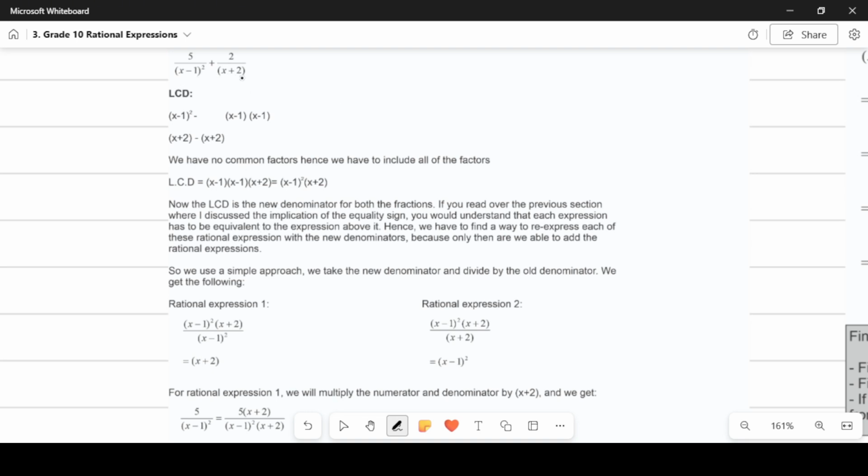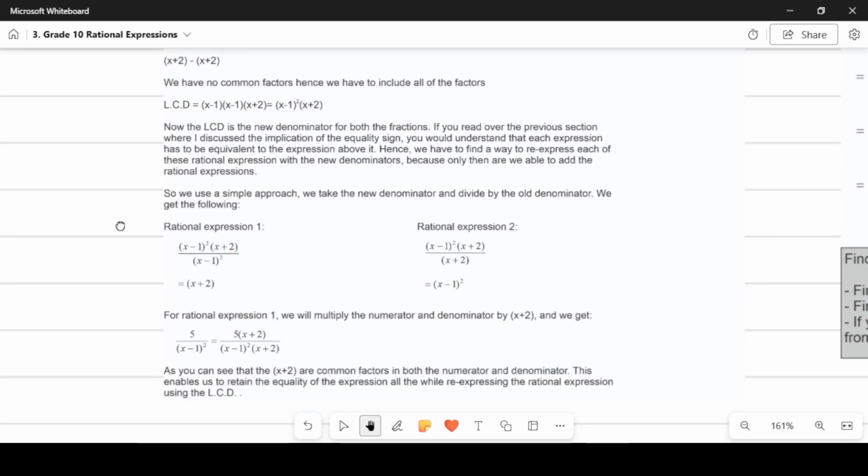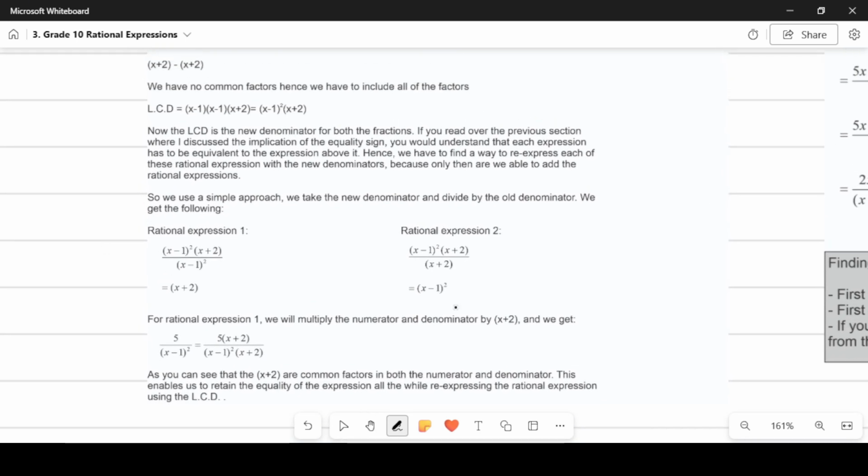Right. Then we take the second fraction, rational expression number 2. It'll be this new denominator over the old denominator, which will give us x minus 1 all squared. What do you do with this x minus 1 all squared? We multiply the rational expression number 2 by x minus 1 all squared over x minus 1 all squared. Right, so if we did this for expression 1, you should get this as a result.